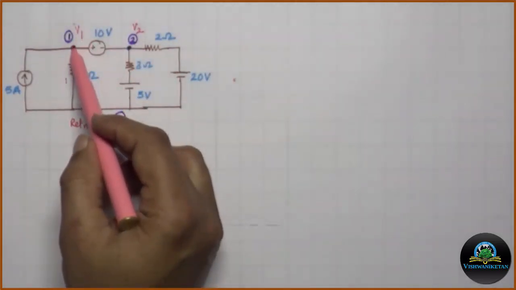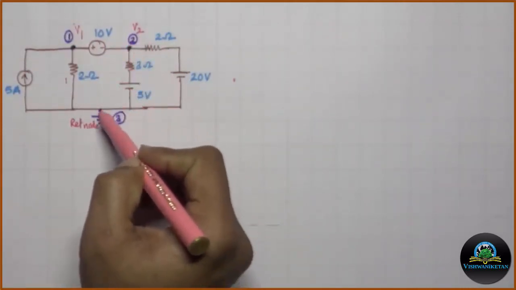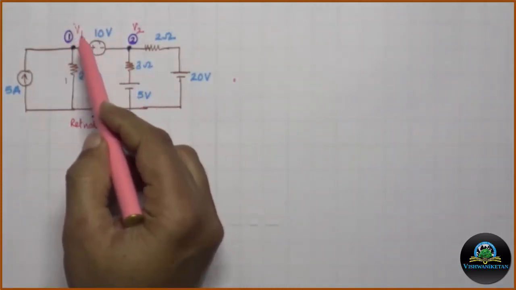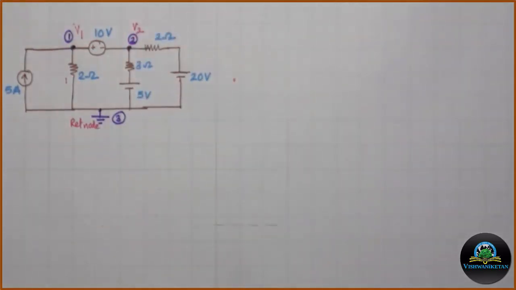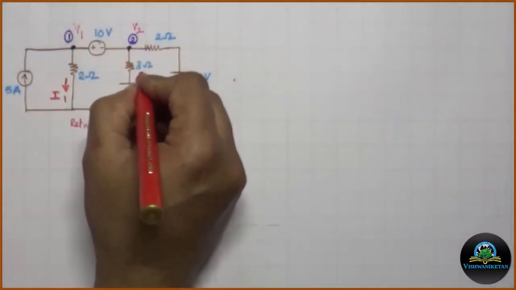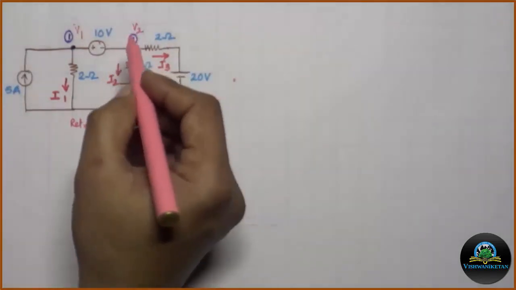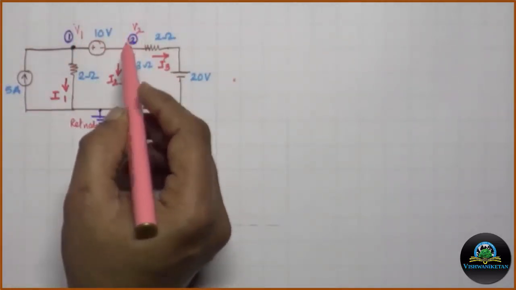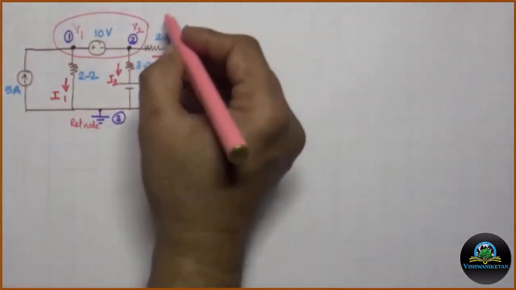Let us mark this node as V1. Let us mark this node as 2 and this common node as 3, which is reference node. Voltage at node 1 is given V1, voltage at node 2 is given as V2. Then draw the unknown currents. Now in this circuit, because 10 volt is connected between V1 and V2, this will be considered as supernode.